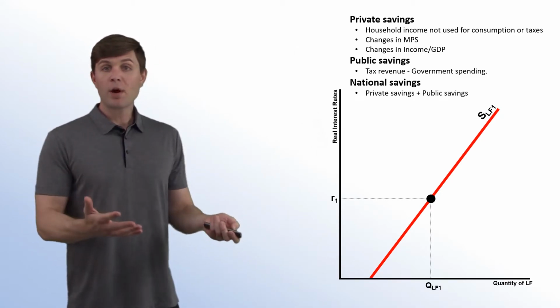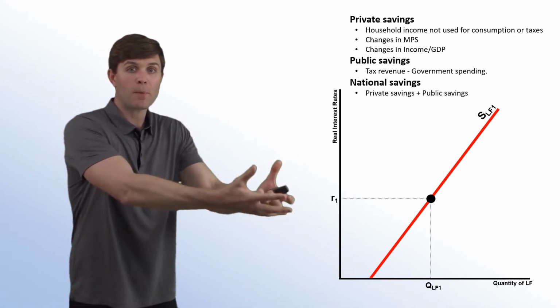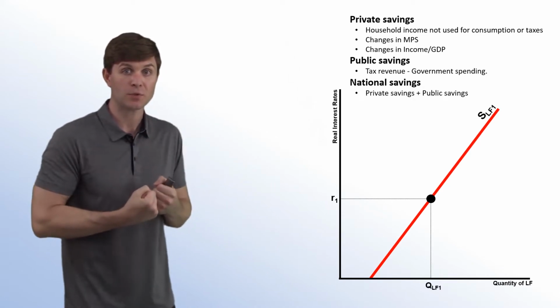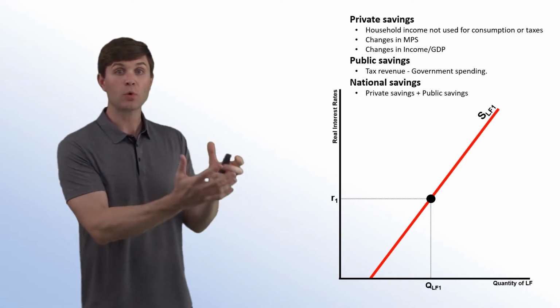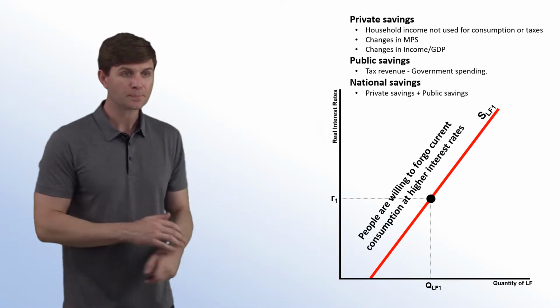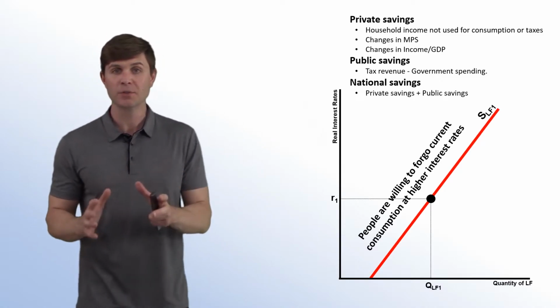So we have our upward sloping supply curve because as interest rates go up, I'm willing to put more money into an account that's going to pay me interest. I'm willing to make it available as a loanable fund to other people to borrow. So people are willing to forego current consumption at higher interest rates.